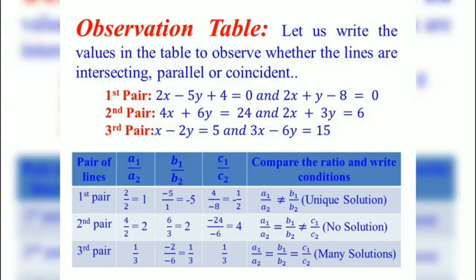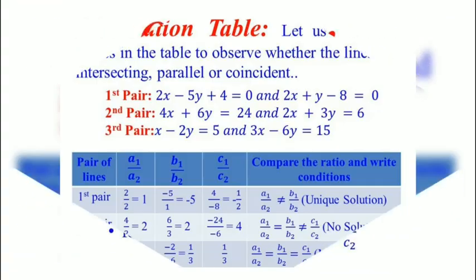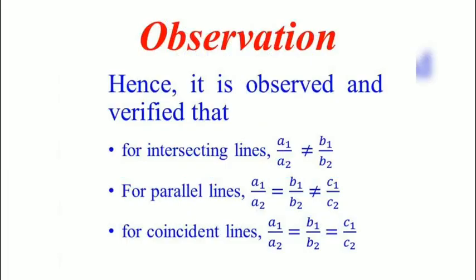In the case of the third pair, a1/a2 = b1/b2 = c1/c2. In the graph we observed that the two lines coincide with each other, so they have many solutions. Hence it is observed and verified that for intersecting lines a1/a2 is not equal to b1/b2. For parallel lines, a1/a2 = b1/b2 is not equal to c1/c2. And for coincident lines, a1/a2 = b1/b2 = c1/c2.